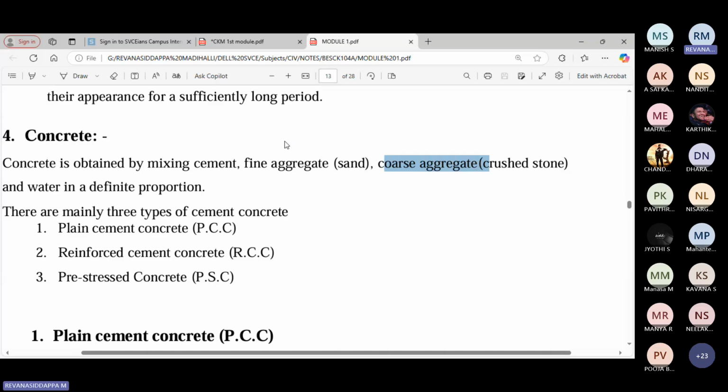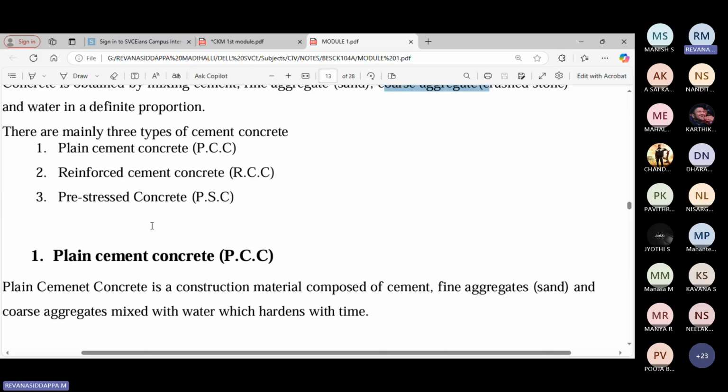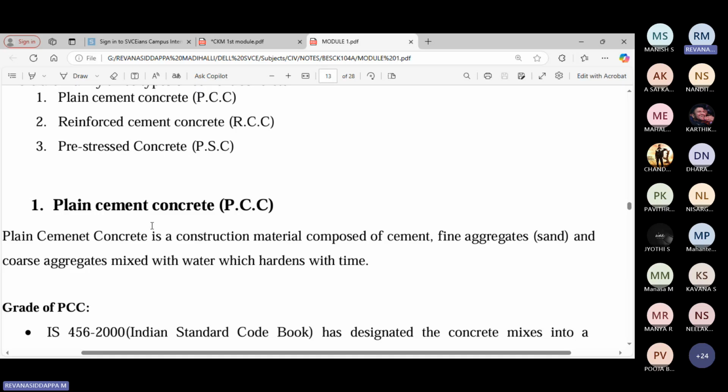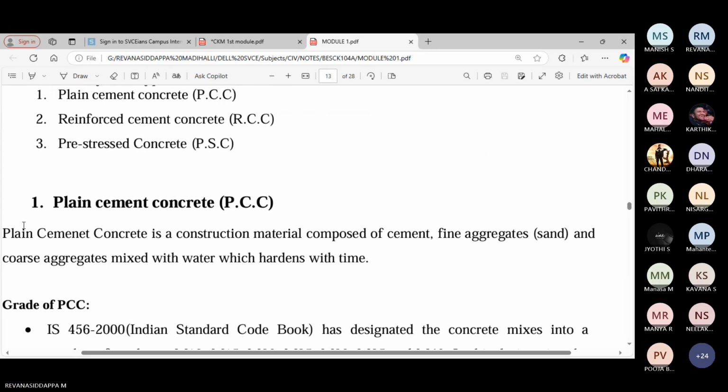First one is plain cement concrete. Plain cement concrete means it is simply the mixture of cement, sand, aggregates, and the water. That mixture of cement, sand, aggregates, and the water is called plain cement concrete.